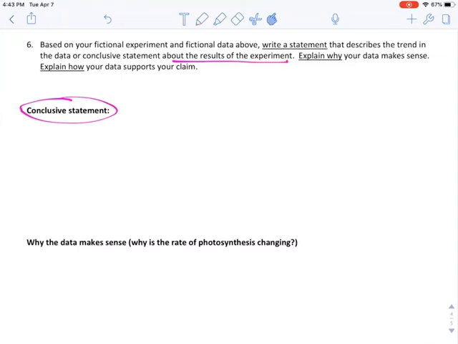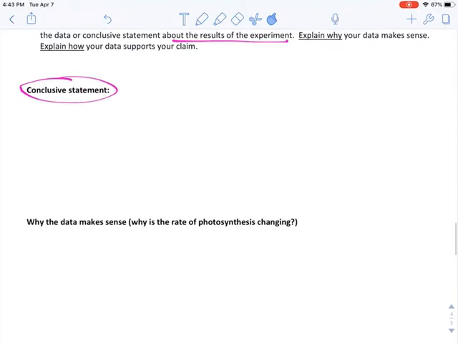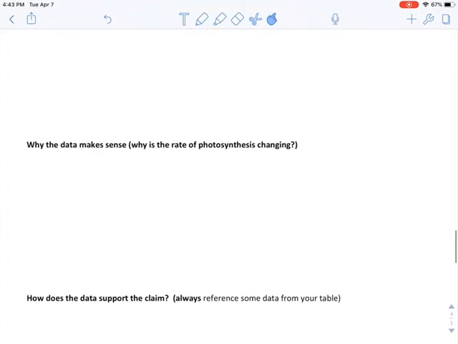The next part is to begin to explain why. So explain why your data makes sense. Why is the rate of photosynthesis changing? So now you use your knowledge about photosynthesis and your variables and explain to me the why. Why does increasing the amount of carbon dioxide increase the rate of photosynthesis? What's going on there? What's going on at the cellular level? What's going on in the chloroplast?